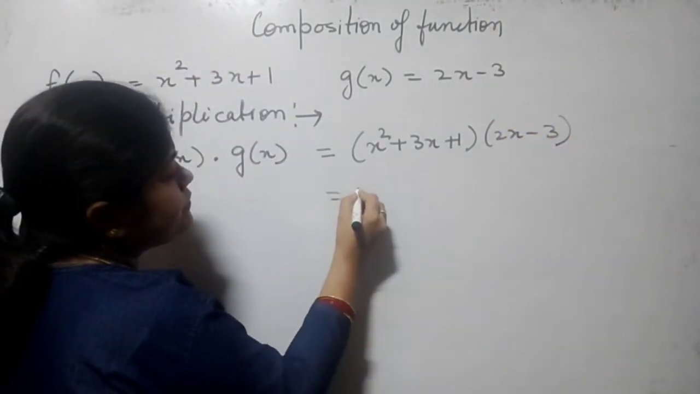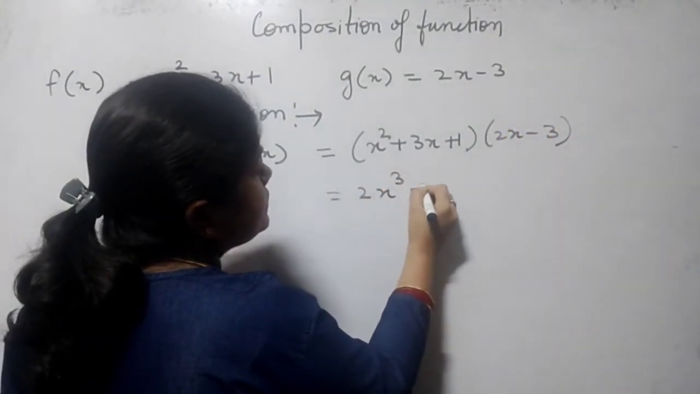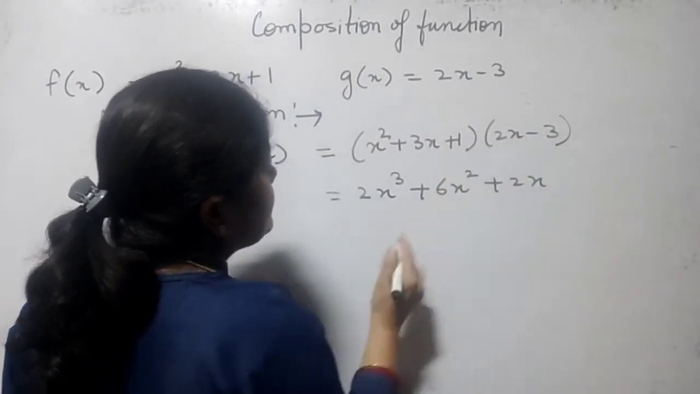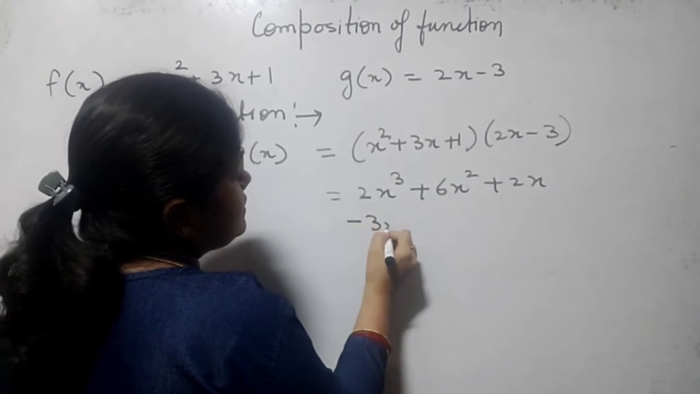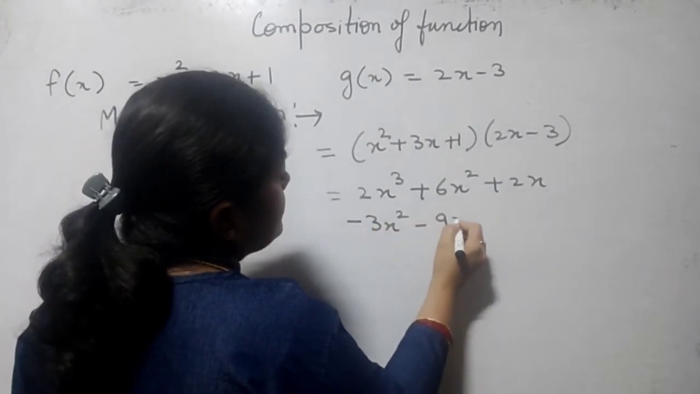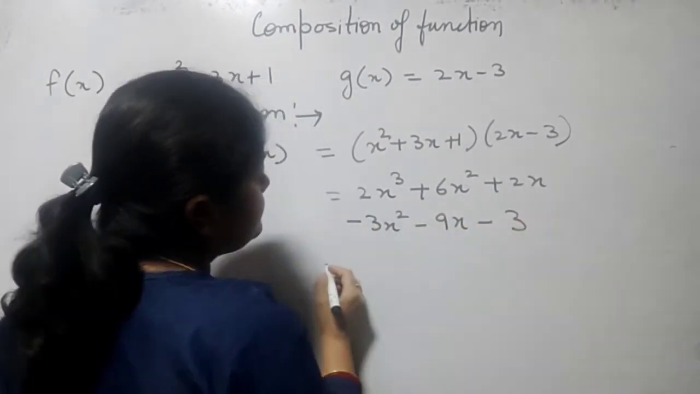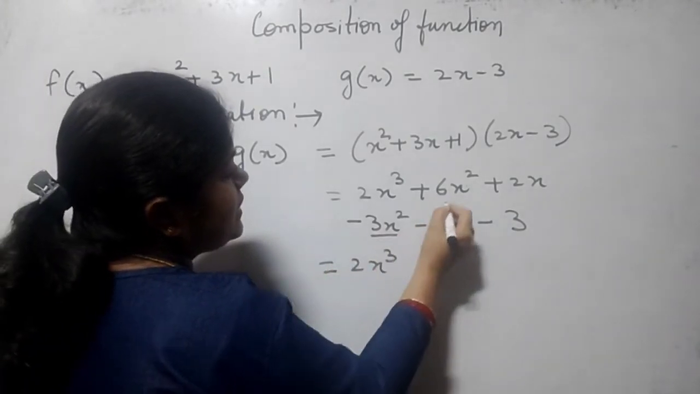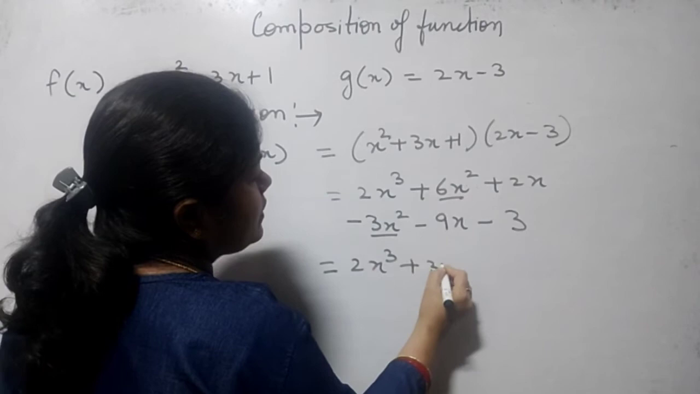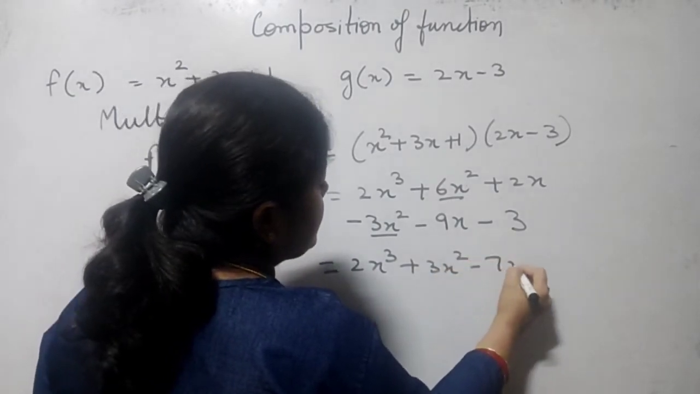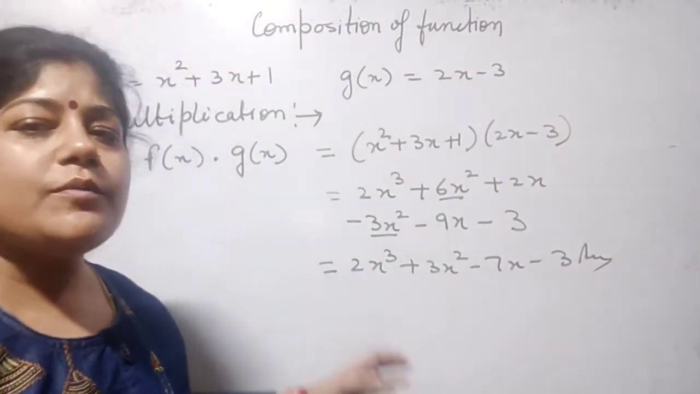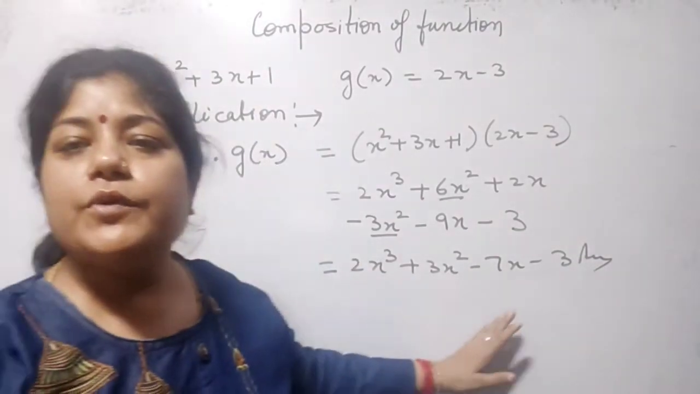What we get, 2x cube, 6x square plus 2x. Now with minus 3, minus 3x square minus 9x minus 3. So what we get, 2x cube, this and this, that is plus 3x square, then minus 7x minus 3. This is our answer. So as we do in algebra, similarly we do here.